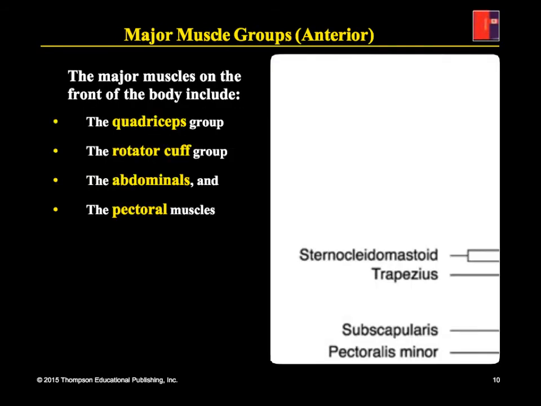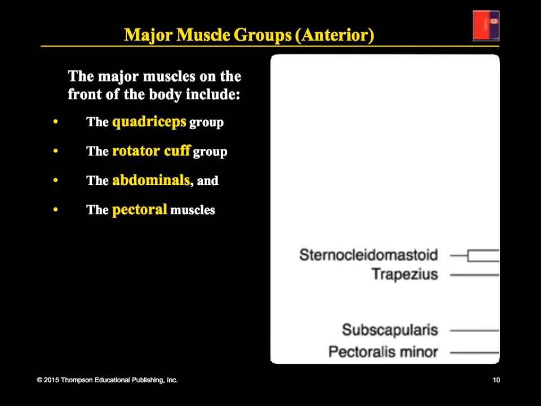We have major muscle groups in the body. So the quadriceps group is in your legs. So rectus femoris, vastus lateralis, vastus medialis, medialis being on the inside, lateralis being to the outside. Those make up your quadriceps group right in the front of your leg.